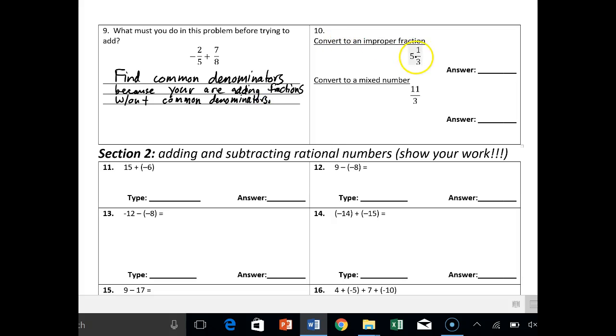Convert to an improper fraction. Obviously, this one's simple. It's 5 times 3 plus 1, oops, nope, messed that up, 5 times 3 plus 1, which gives you 16 over 3. And then convert to a mixed number. We have 11 over 3. That's when you divide 3 into 11. Notice we only do this when the numerator is bigger than the denominator. So 3 goes into 11 3 times, 2 left over. So 3 and 2/3.